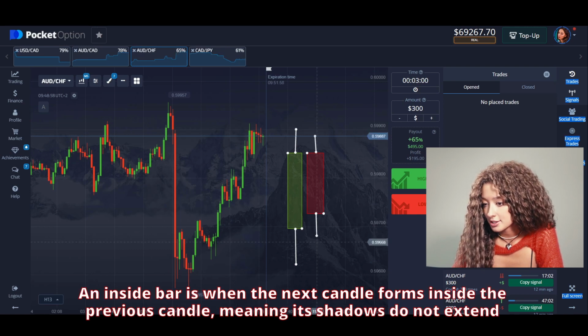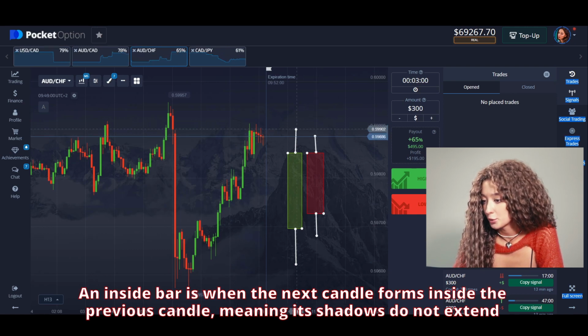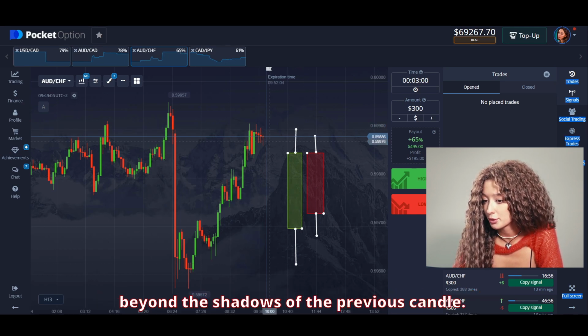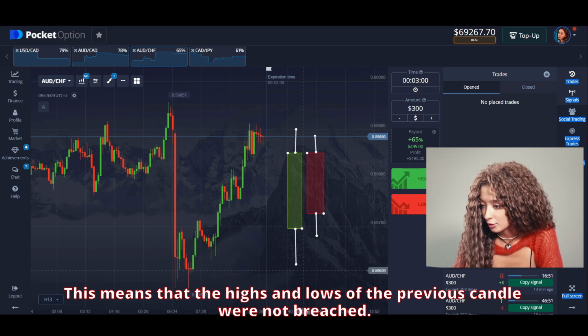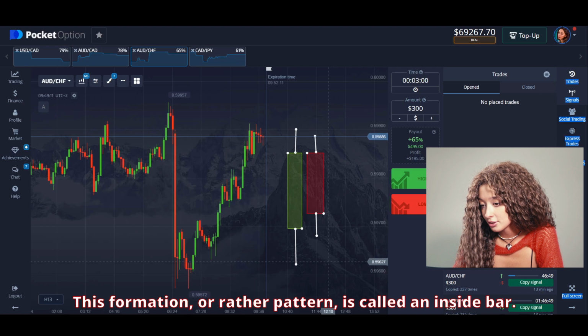An inside bar is when the next candle falls inside the previous candle, meaning its shadows do not extend beyond the shadows of the previous candle. This means that the high and low of the previous candle were not breached. This formation, or rather pattern, is called an inside bar.